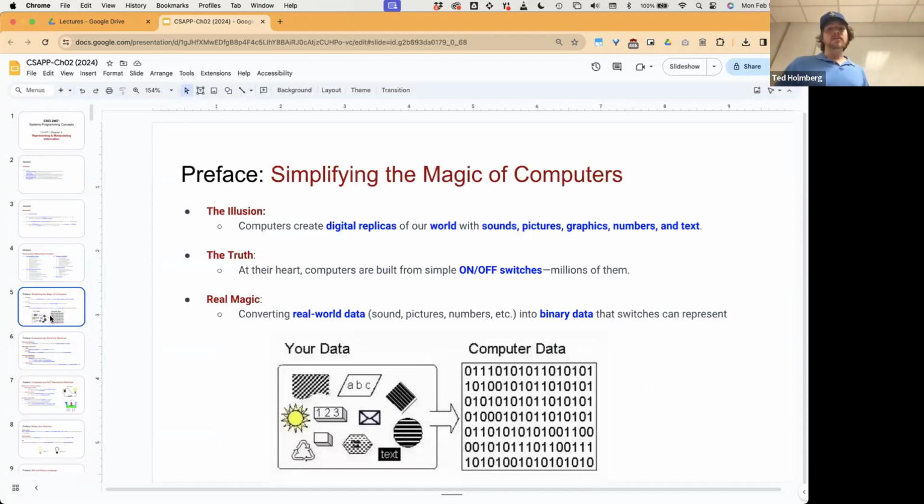Okay, so let's start with a little preface. Before we get into the content that's actually provided by the book, I'm slowly adding my own content and my own set of slides to try to motivate what the book provides. And don't get me wrong, I think the book is wonderfully written. I think it's very approachable.